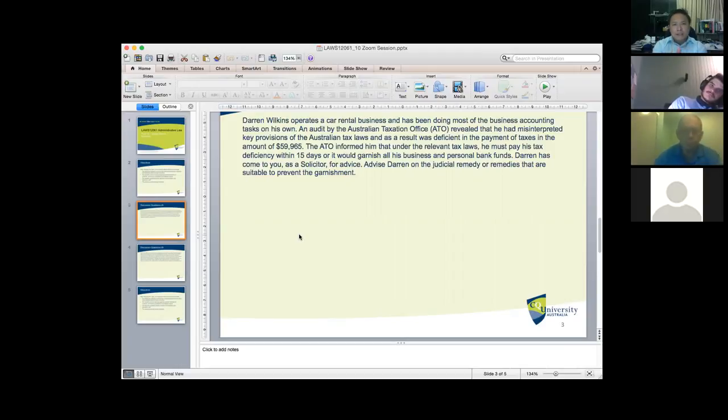Why not an administrative review or a merits review? Why not go to the AAT? We assume here that the AAT actually has jurisdiction over tax matters. It has a tax division. If this had an enactment that it could go to the AAT, then it could go there to look at all of the facts.